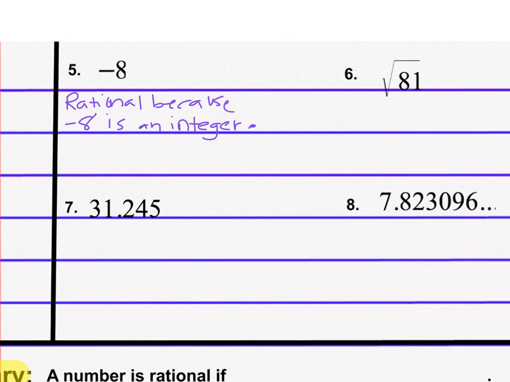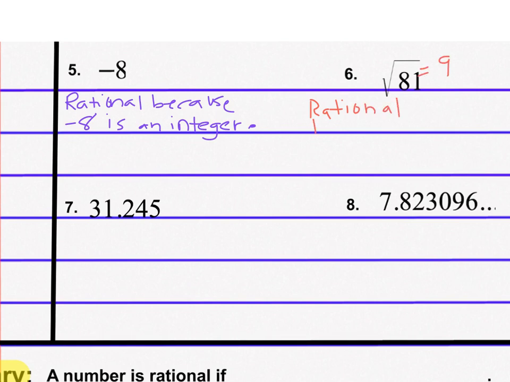Okay, next, number 6, square root of 81. So make sure you look at your perfect square chart. Is looking at the numbers under the square roots, 1, 4, 9, those numbers, is 81 a perfect square? And you might know this one, and that is great if you know it already. So the correct answer is it is rational. Yes, it is rational. Okay, why? The square root of 81 is 9.